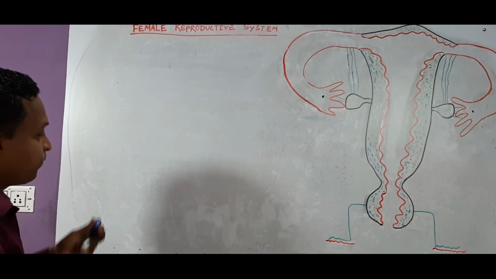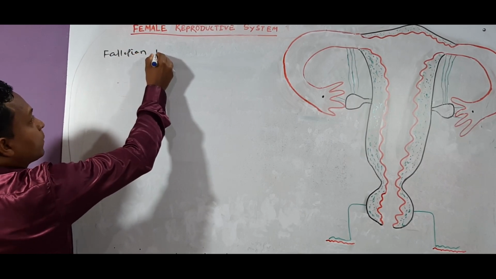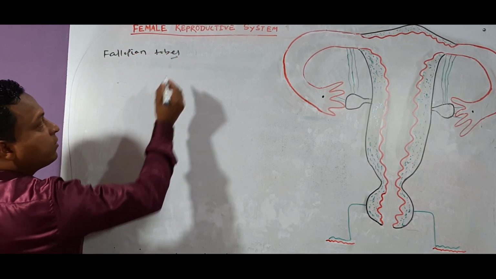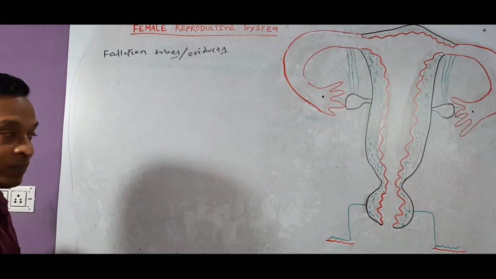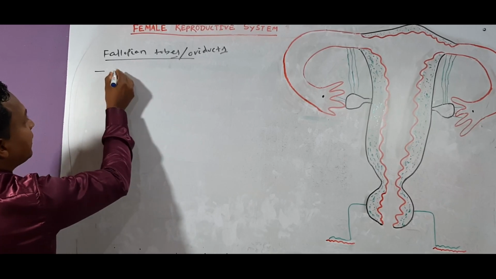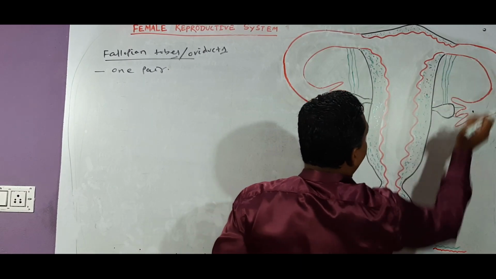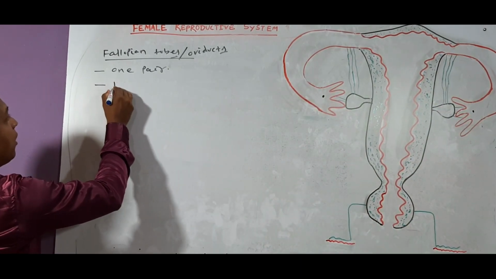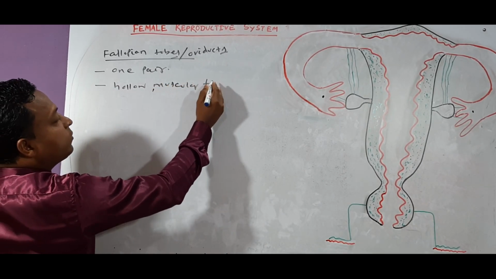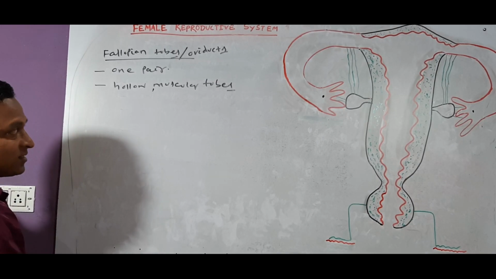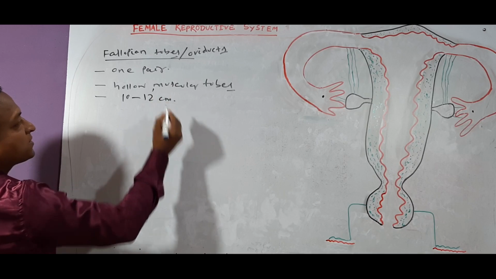Today we talk about fallopian tubes. What is that? Fallopian tubes, or we can also call them oviducts. These oviducts are basically one pair in number. How much pair? This side one, this side one. These are hollow muscular tubes having length 10 to 12 centimeters.